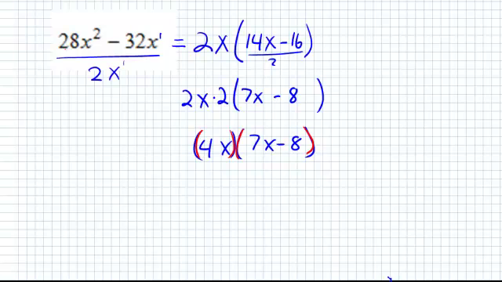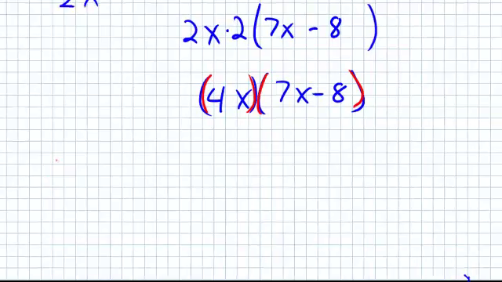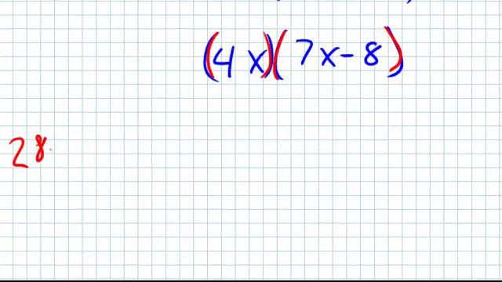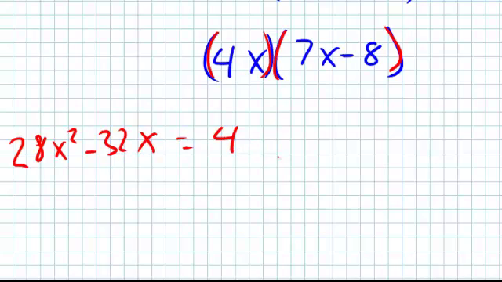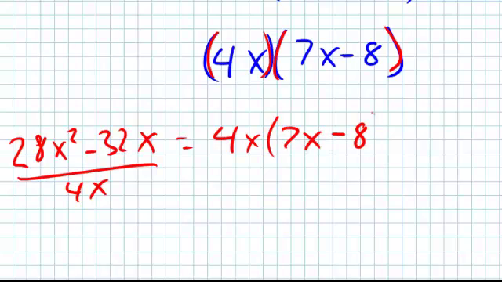If I would have seen it in the beginning, 28x squared minus 32x, I could have pulled a 4 out right in the beginning. And that would have given me the same number. So if I divide everything by 4x, that gives me 7x minus 8. Same.